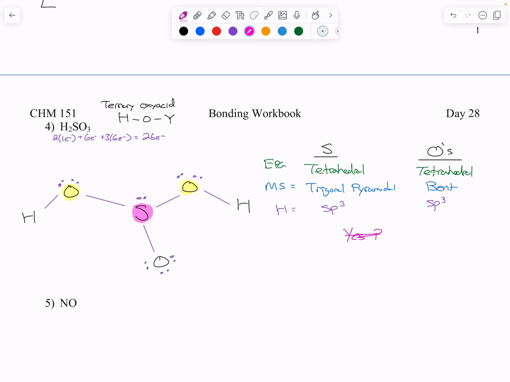Well, I used the wrong color. Resonance. Ooh. So I'm going to put no down, but we can minimize formal charge. So that means in Chem 1, we never consider this resonance, but it's resonance.